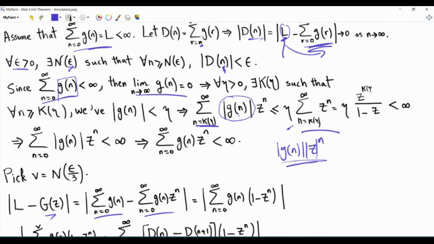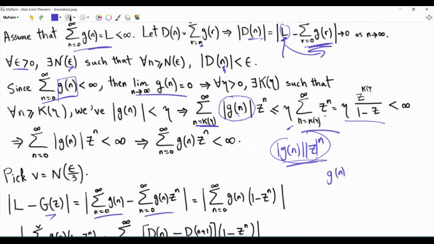Since z is chosen such that the magnitude of z is strictly less than 1, then what we have here is a convergent geometric series. And so we can sum it. And we get a result that is finite, which means that this summation here, if we start from K of eta, is a finite number. And so if we start from 0, we will also get a finite number.